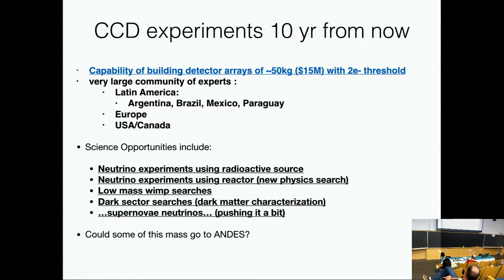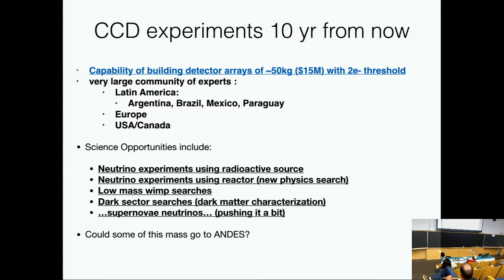We already have a significant, and getting larger, community of experts in this technology, right? In Latin America, in Europe, in the US, and in Canada. So we have an interesting technology, a large group of experts that can build a significant detector of this size. And the price tag is not killing us yet.